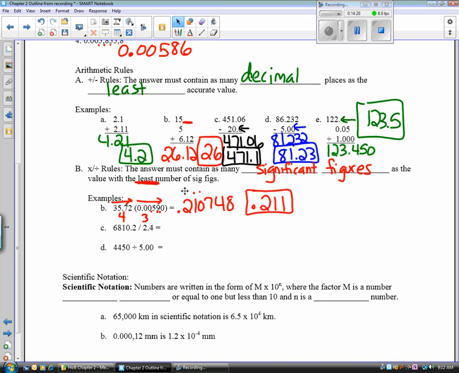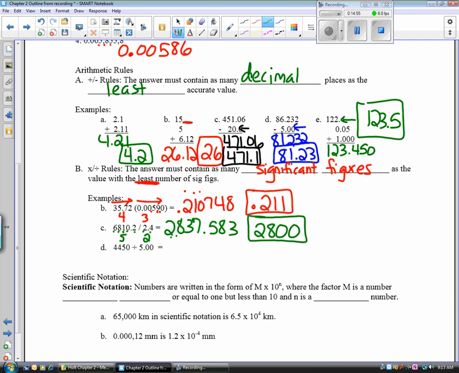Now for the next one, let's see how many significant figures we have. We have a decimal point, so we go from left to right. So I have 1, 2, 3, 4, 5 here, and 2 here. So my answer can only have 2 significant figures. If I type it in my calculator, I get 2837.583. Only the first 2 I can keep. So I have 28. Don't drop all those spaces. The numbers you can't use, but we have to keep the spaces so that it's 2,800, not just 28.